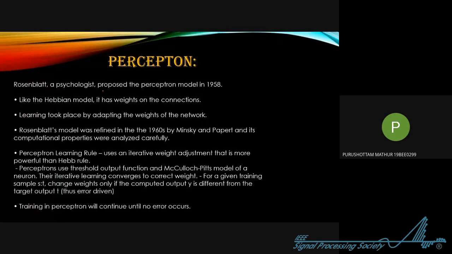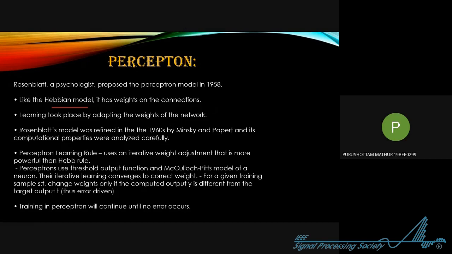Rosenblatt, a psychologist, proposed the Perceptron model. As I explained, it uses the Hebbian model. It has weights on the connections. Learning took place by adapting the weights of the networks. The weights are adaptive. They can vary with each other due to the input and output, like what is the desired output and what is the given input. It varies in that order.